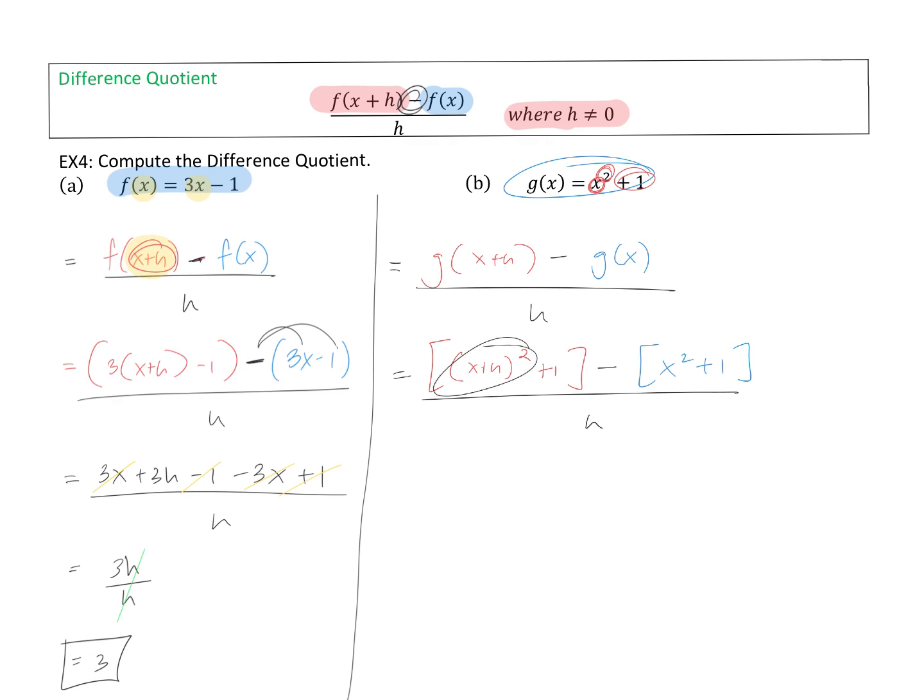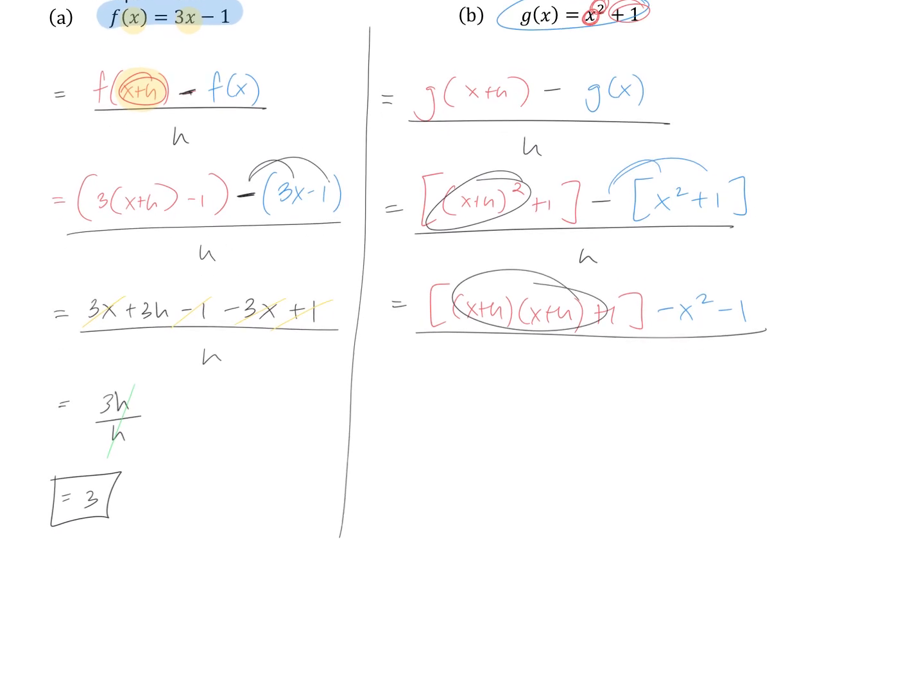So I'm going to go ahead and have to FOIL that out. So let me write that out. That's going to be x plus h times x plus h plus 1 minus, actually I'll go ahead and distribute that. That's going to be negative x squared minus 1. So foiling out these two, again using the first, outside, inside, last. If you need a review on how to FOIL, just let me know. That's going to end up being, let's see, x squared plus 2xh plus h squared plus 1. Again, minus x squared minus 1.